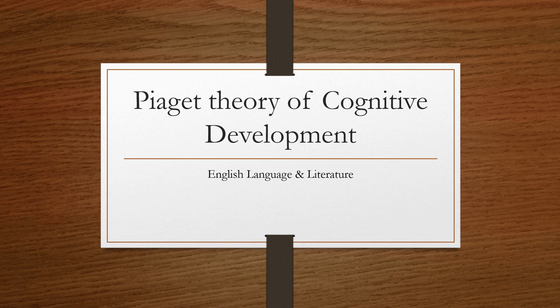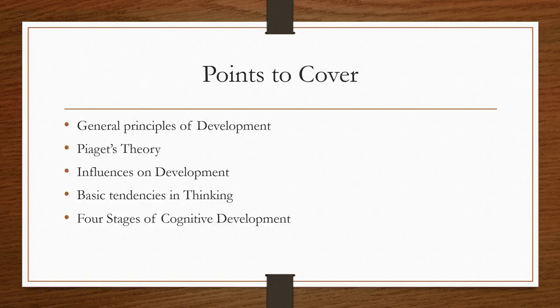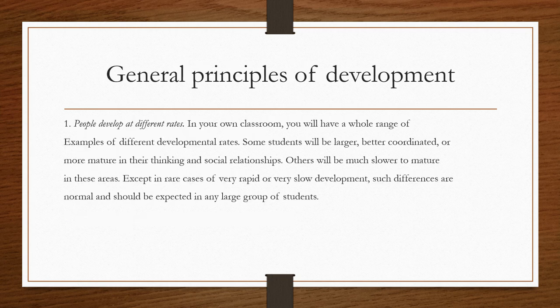And what points specifically we will be talking about? We'll be talking about general principles of development. We'll be talking about Piaget's theory. We will be talking about influences on development, basic tendencies in thinking, and four stages of cognitive development. Okay, let's get started.